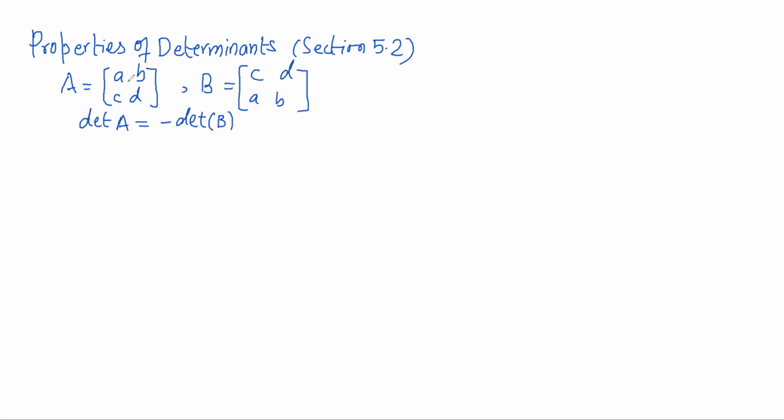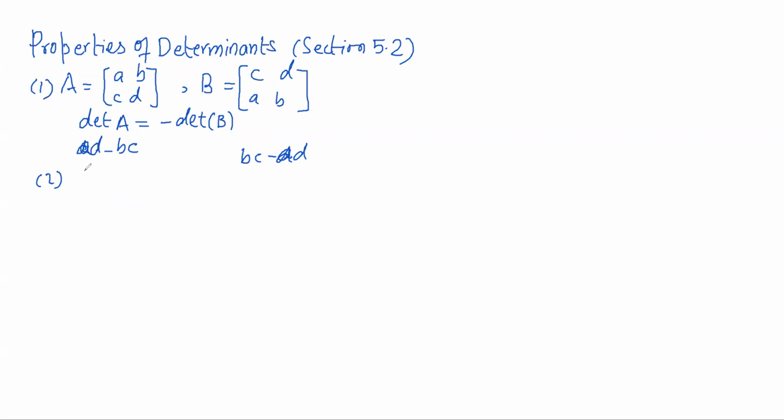So we can see it easily as well. For example, this will be AD minus BC, and then this will be BC minus AD. So the sign will change. With the interchange of the rows, the determinant will change in sign. So this is the first property.